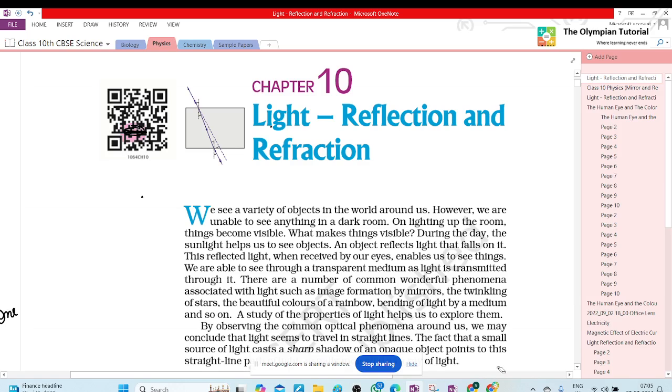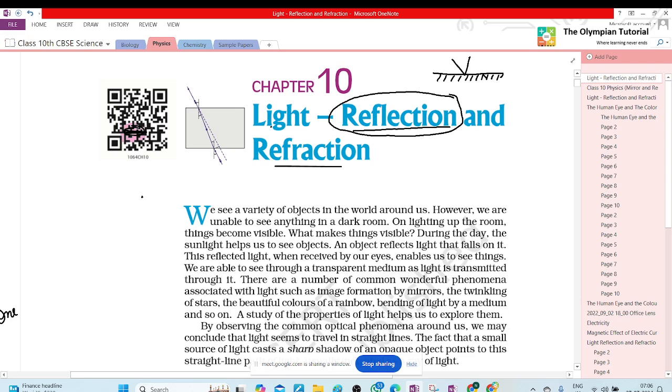We will do revision of the light chapter today. Light and phenomena: only two phenomena of light, reflection and refraction. What is reflection? Reflection is the bouncing back of light in the same medium after striking a surface.